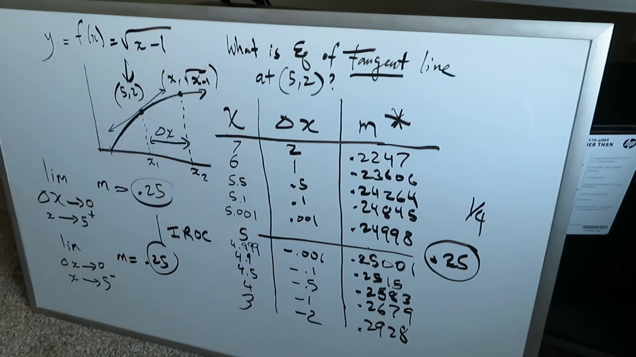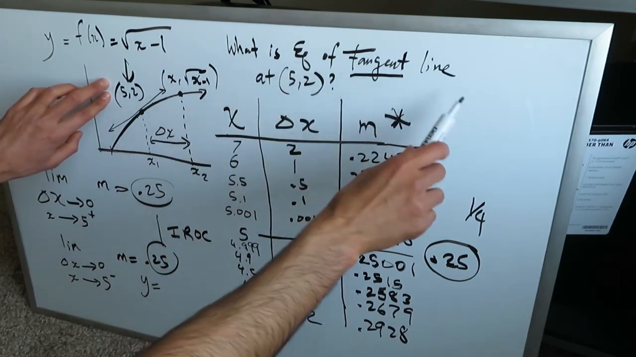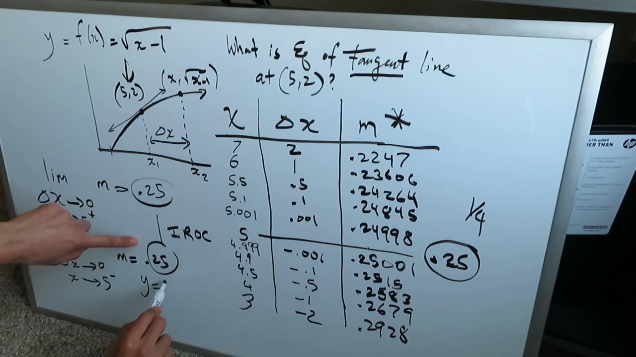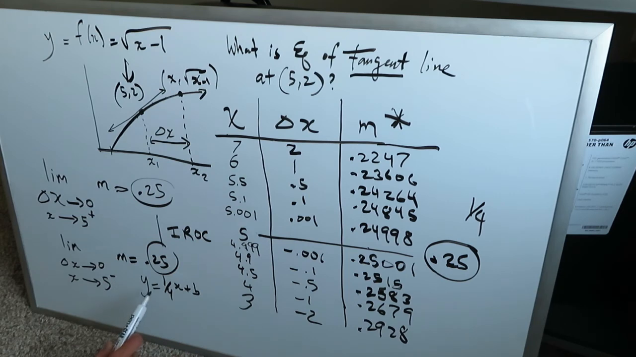So we have to actually answer this question. The question is, what exactly is the equation of the tangent line? Well, we now have a slope of 1 over 4. All you have to do is put in the values of x and y, and we're determining the equation of a tangent line at 5 comma 2. Here's my x value, here's my y value, and we have a slope. So y is equal to 1 over 4 x plus b. If you put the values 5 and 2 in here, you can actually calculate b.